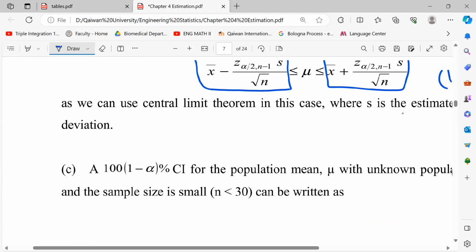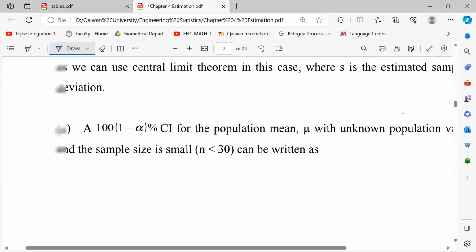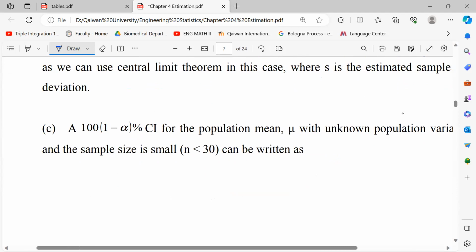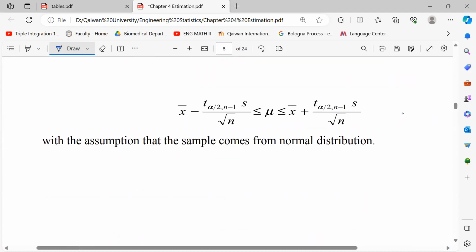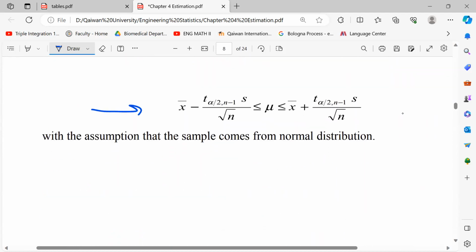The third case: you see, if n is less than 30 and the variance is unknown. We have three cases in this topic. If the variance is given, it is the first case. If the variance is unknown, then we look at n. If it is greater than or equal to 30, it's this rule. And if it is less than 30, it's this rule.